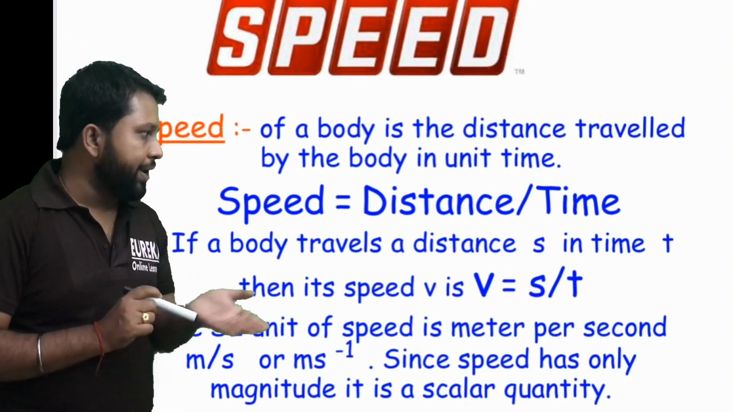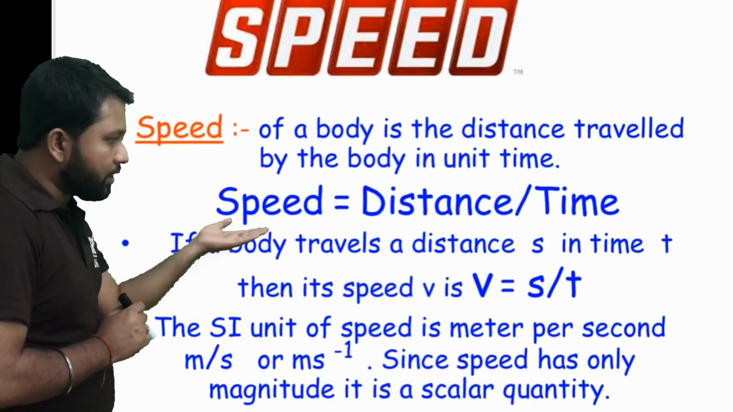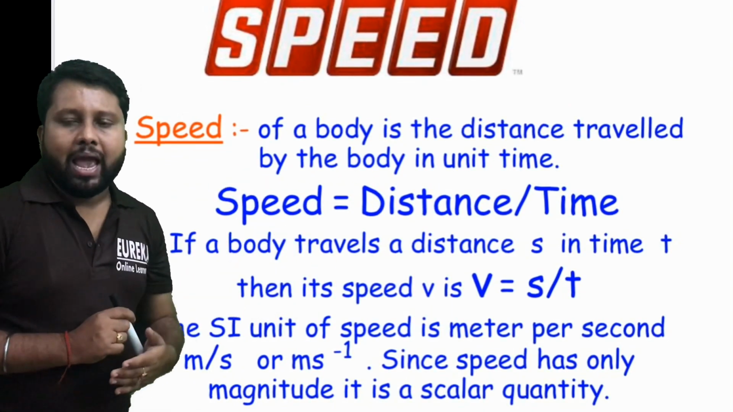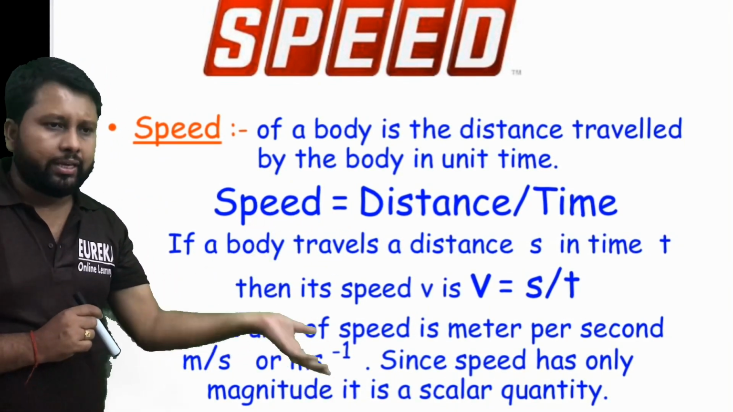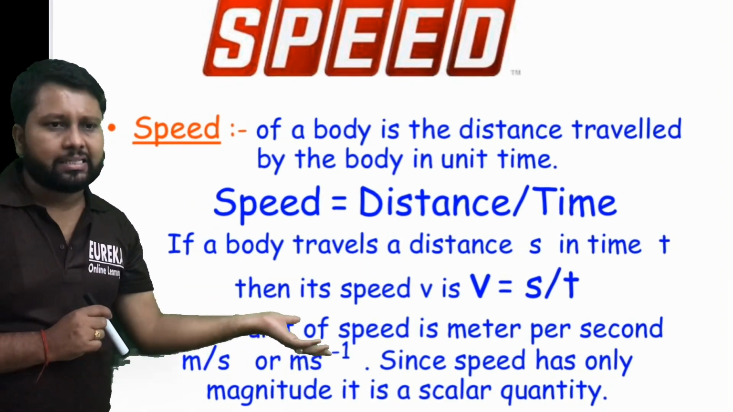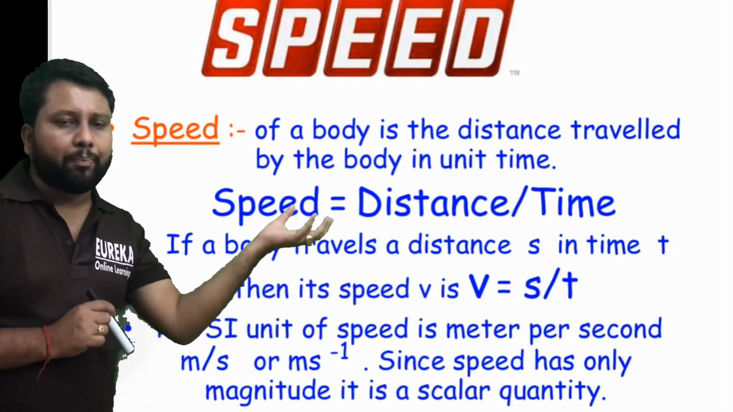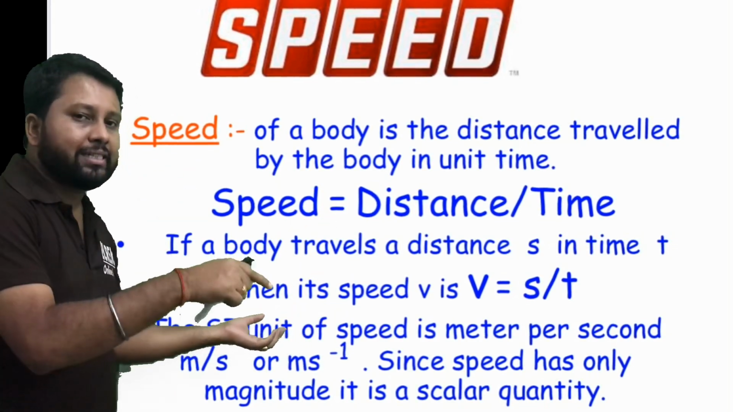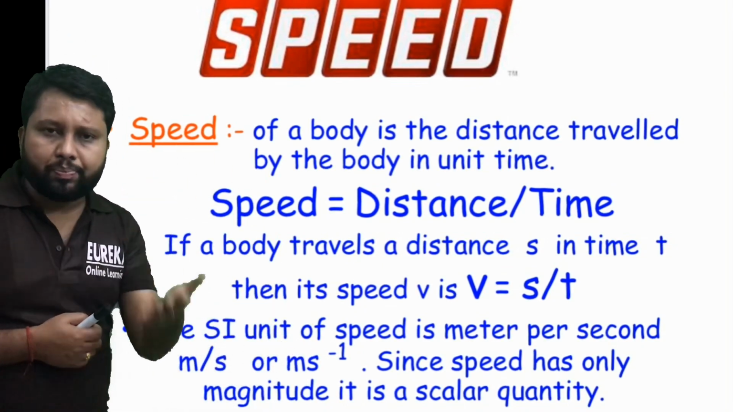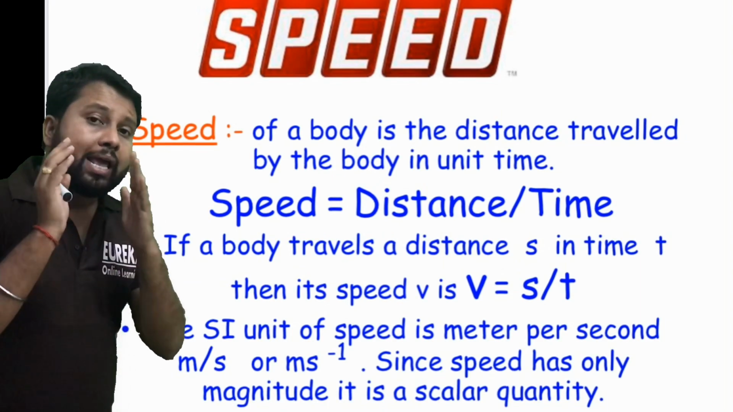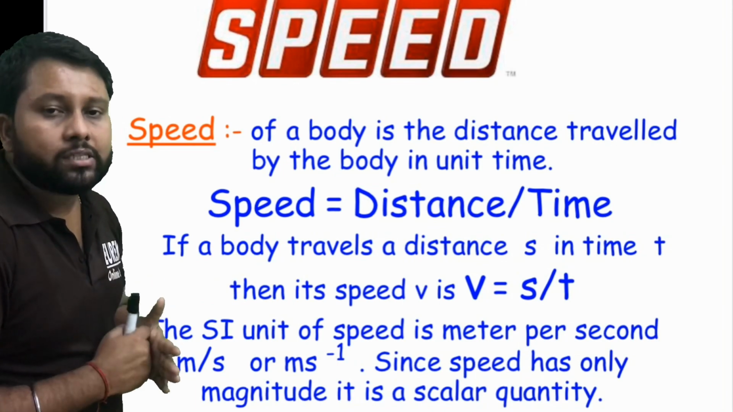And the formula of speed, you can see here: speed is equal to distance upon time. In some books it is denoted by V, some books also write S. So we can say it is denoted by V. V is equal to small s upon t, where small s is distance and t means time. The SI unit of speed is very important. The SI unit of speed is meter per second.